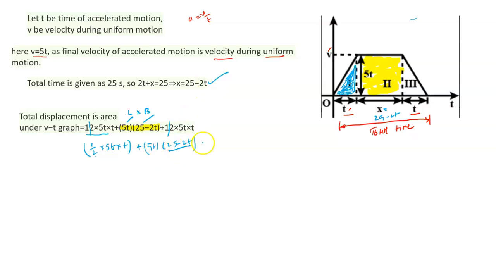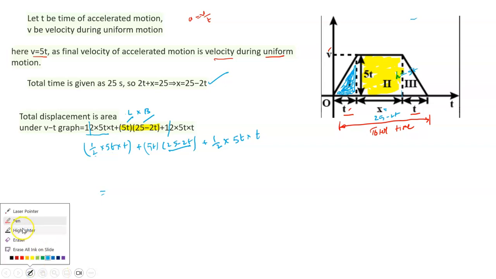So x is 25 minus 2t, plus 1 half into 5t as usual. Same, the height of the triangle is 5t multiplied by the base, that is t. So as a result, what is the final answer? This is how we got the formula. Now I'll clear this.